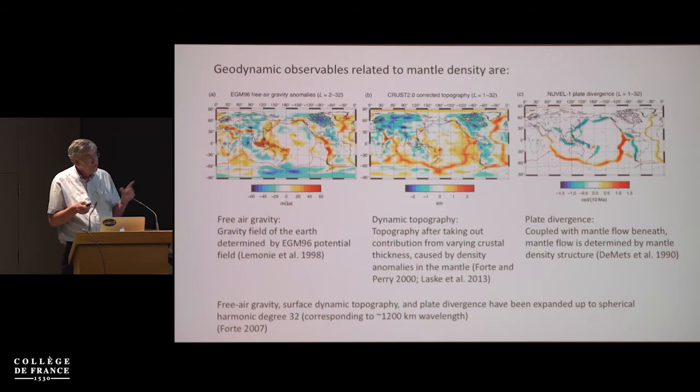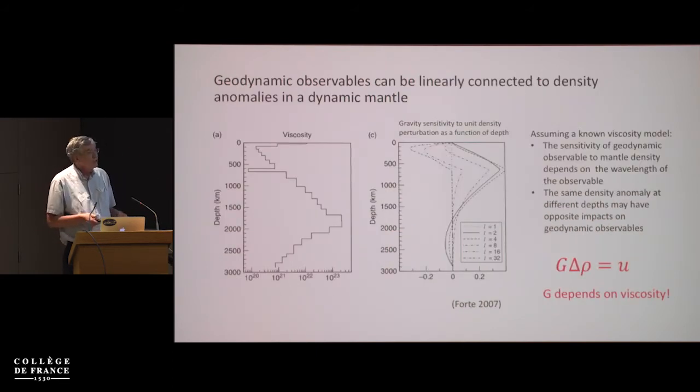We use one other one I should mention here. It's not written. It's the excess ellipticity at the core mantle boundary. That's essentially just one spherical harmonic component. So going way back to Brad Hager, you can relate an observation, say, of gravity, one of those geodynamic parameters, to density anomalies in the Earth using a linear relationship.